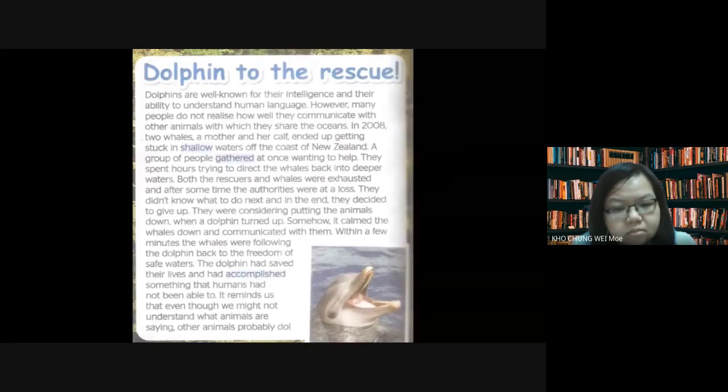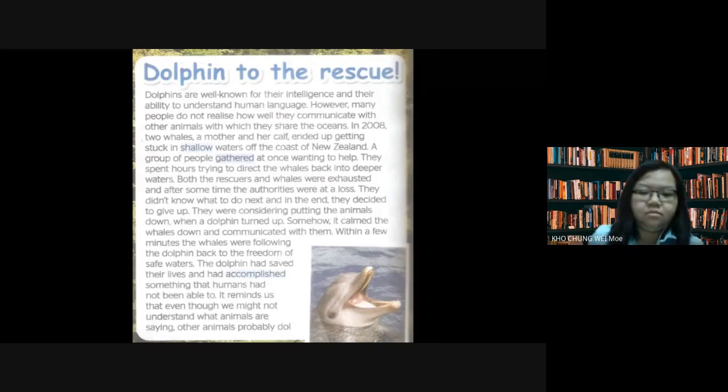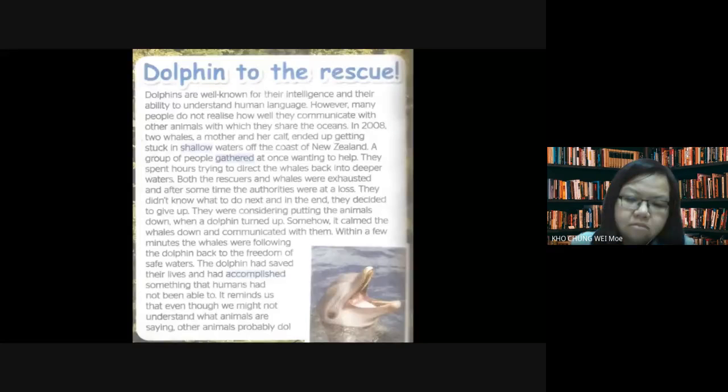They were considering putting the animals down when a dolphin turned up. Somehow, it calmed the whales down and communicated with them. Within a few minutes, the whales were following the dolphin back to the freedom of safe waters. The dolphin had saved their lives and had accomplished something that humans had not been able to. It reminds us that even though we might not understand what animals are saying, other animals probably do.